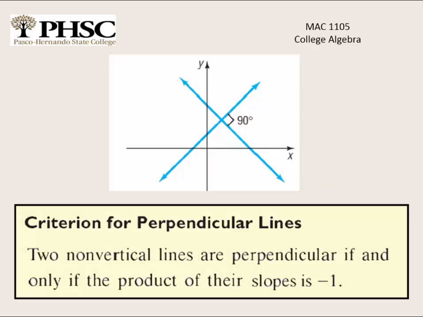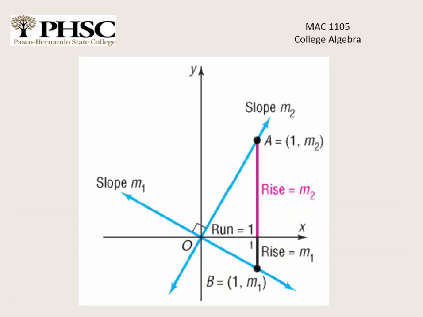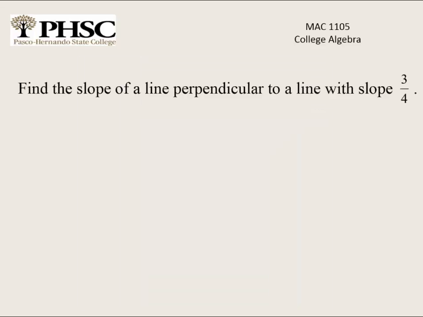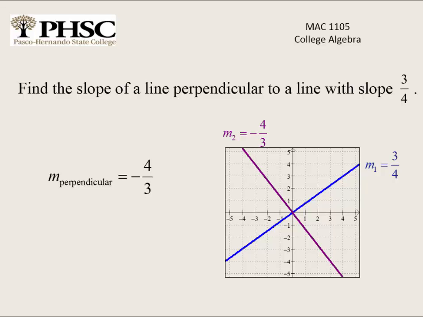So the next thing we're going to talk about are perpendicular lines. So two non-vertical lines are perpendicular if and only if the product of their slopes is negative 1. So in other words, they have to be opposite reciprocals in order for the two lines to be perpendicular. And perpendicular means that when they intersect, they form 4 90-degree angles. So here's a visual representation of what we were talking about just now. So we're going to find the slope of a line that's perpendicular to a line with a slope of 3 over 4. So I need the opposite reciprocal. So if I have 3/4, then the opposite reciprocal of 3/4 is negative 4 over 3. And so here's just a visual representation of those two slopes.